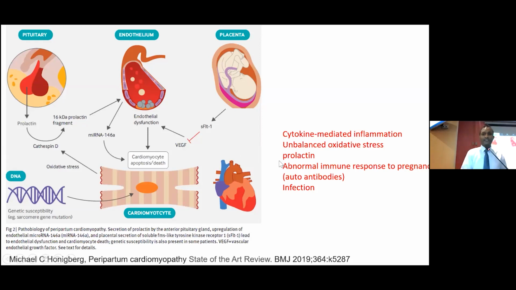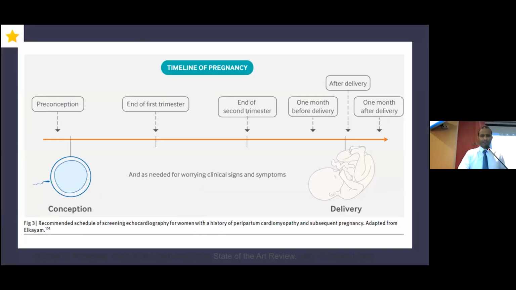They can have cytokine-mediated inflammation and oxidative imbalance, because the placenta is a good antioxidant. So there is unbalanced oxidative stress, and prolactin has been shown to be involved in the pathogenesis, along with an abnormal immune response to pregnancy. They have found some autoantibodies and some subclinical infections which have been reactivated during pregnancy because it's an immunocompromised state. So all these factors contribute. So if the patient is already diagnosed with peripartum cardiomyopathy, you should have a preconception echo and an echo at the end of the first trimester.